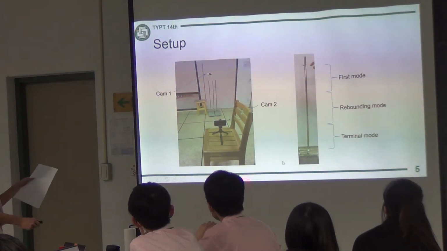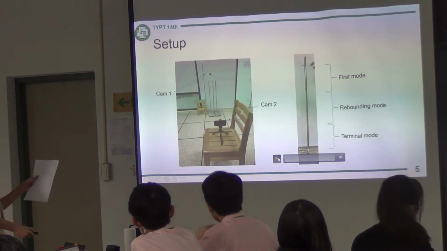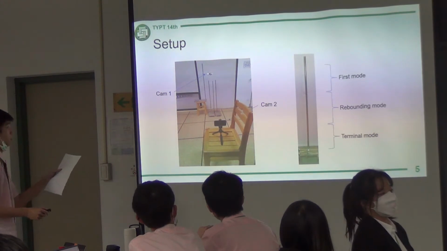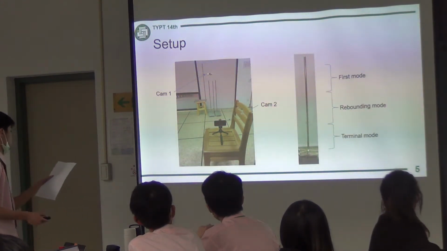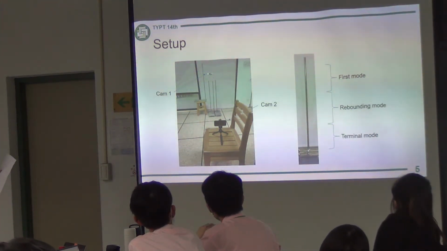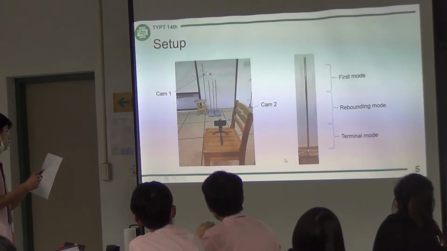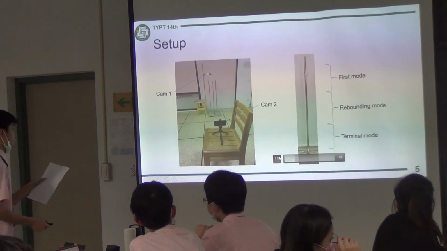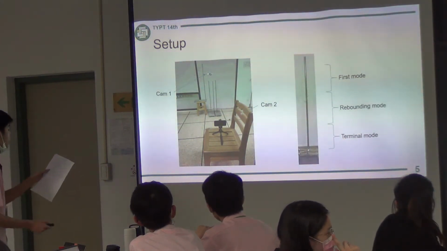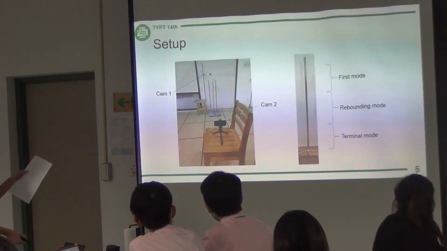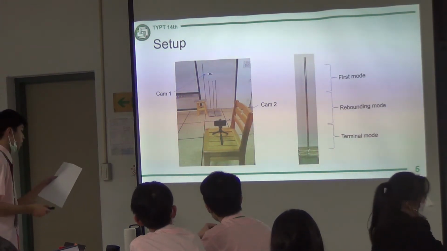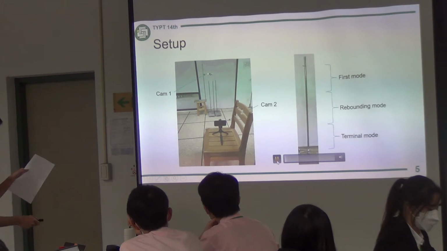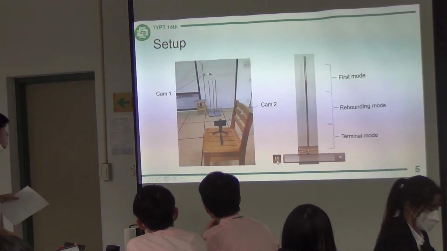Okay, so on the right-hand side is our observation video. And in the video, you can see there are 3 modes, which I separate it into. In the first mode, you can see the angular velocity of the washer is decreasing and it becomes more tilted. And in the rebounding mode, the angular velocity increases with time and finally reaches the terminal mode, in which the washer reaches the terminal velocity.